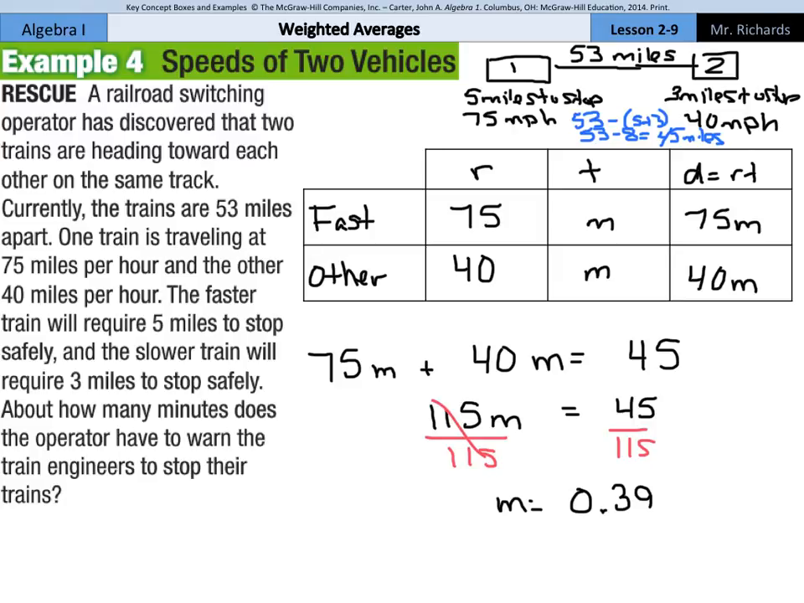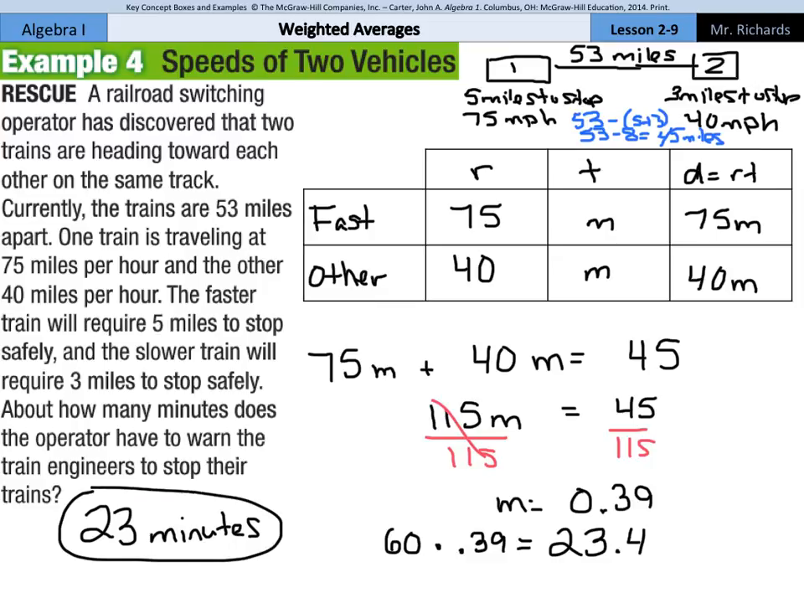Now that 0.39 or 39 hundredths is the amount of hours. And so if we take our 60 minutes in an hour, multiply it by the 0.39, we're going to get 23.4. So what does this mean? The train operator has about 23 minutes to warn before they collide.